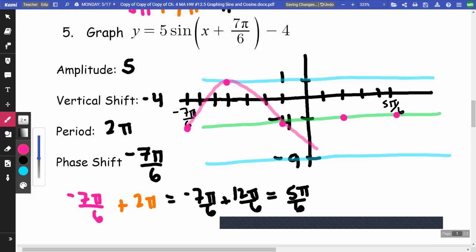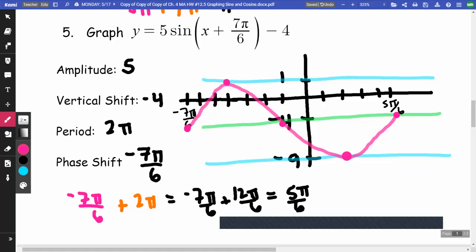I put my low on the wrong one, sorry. My low needs to go down here. Let's see. So 1, 2, 3, right here. Sorry. Okay. So let me draw this line again. Okay. So there is our sine graph.